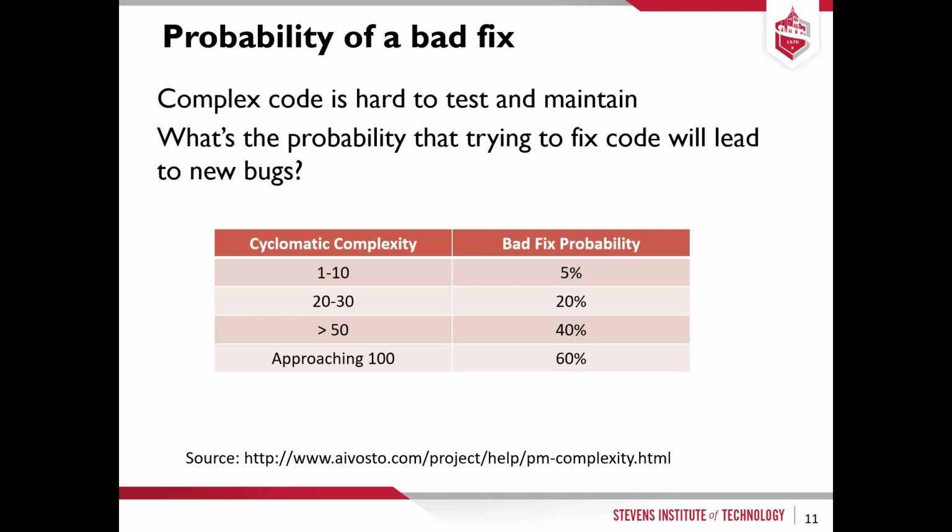If I'm working with a system with CC between 20 to 30, I would have the problem that almost 20% of the bugs are not tested properly or are not fixed properly. More than 50 would increase the bad fix probability to 40%. And if I'm reaching 100, 60% of the bugs in the system are not going to be fixed at all.